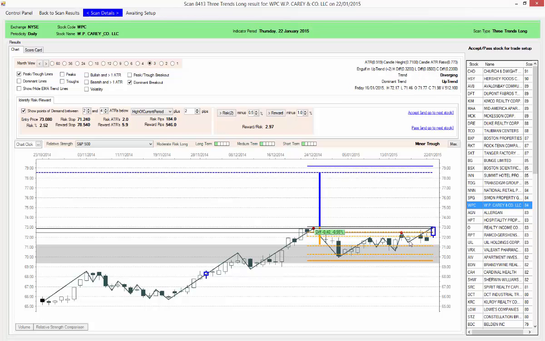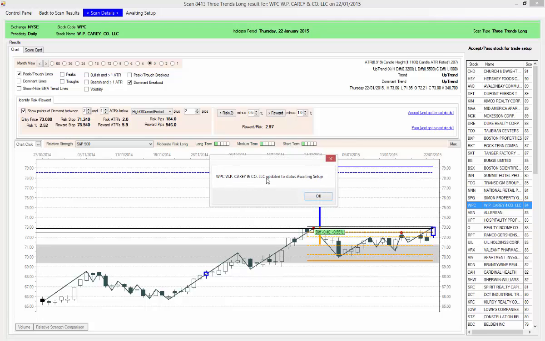It's had a pullback, produced a trough, and now it looks as if it has actually broken quite convincingly, if we look at that last candle, that dominant peak. And the chances are that this stock will continue to rise. Nothing is sure in the market, but it's the best that we can determine at this point in time. I'm now going to accept this stock and progress it through to a setup. So here's the option here, accept, and go to next stock. Click the accept button. It tells me that it's now updated to status awaiting setup.